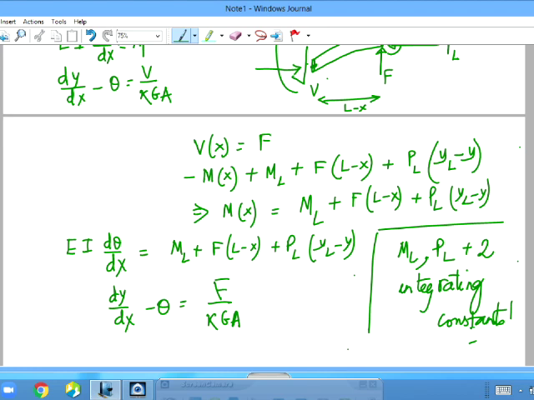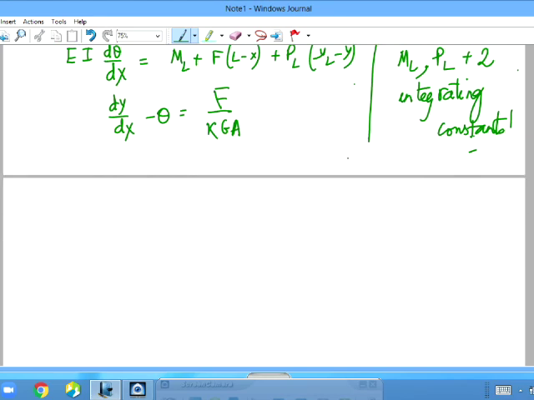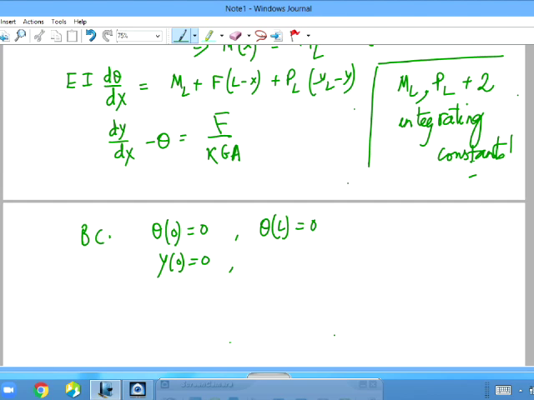And do we have 4 boundary conditions here? Let's see. At the clamped end, no rotation, so θ(0) is equal to 0. No displacement, so y(0) is equal to 0. Whereas on the other end, θ(L) is also equal to 0. Do we have any other boundary condition? We don't have any other boundary condition. So we have only 3 boundary conditions but 4 unknowns. So we can't solve this problem.